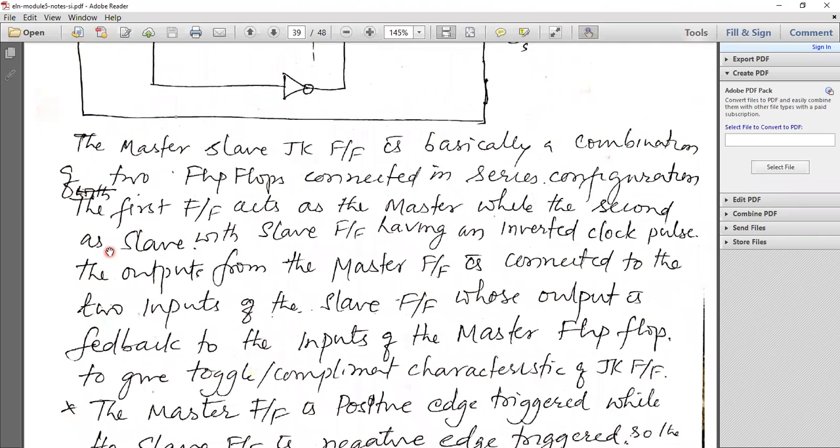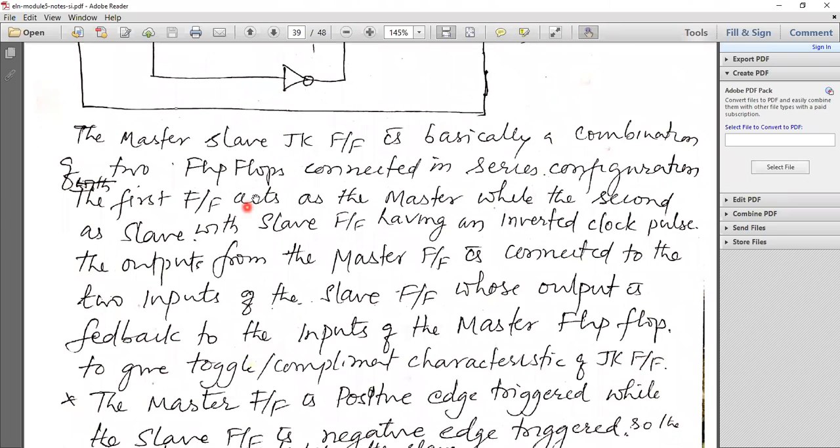So let us go through the theoretical points. Basically, it is a sequential circuit that consists of two flip-flops. They are connected in series, as we saw. As I told, the first is acting in master mode and the second one is acting in slave mode, which is working on an inverted clock pulse. So the master is working on the direct clock pulse, but the slave is working on the inverted clock pulse.